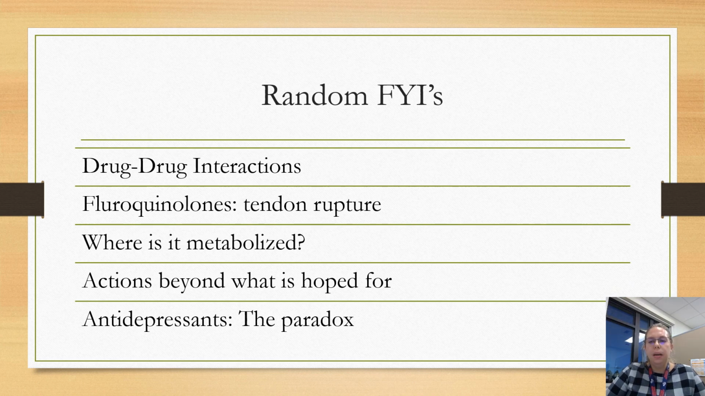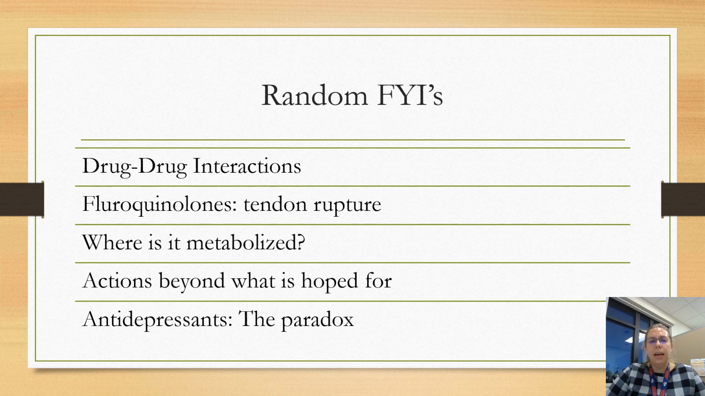Also keep in mind, where is it metabolized? Earlier we were talking about ibuprofen and Tylenol versus the kidney and the liver. If people already have problems with their kidneys or their liver, it's important to know what this medicine is being eliminated by.